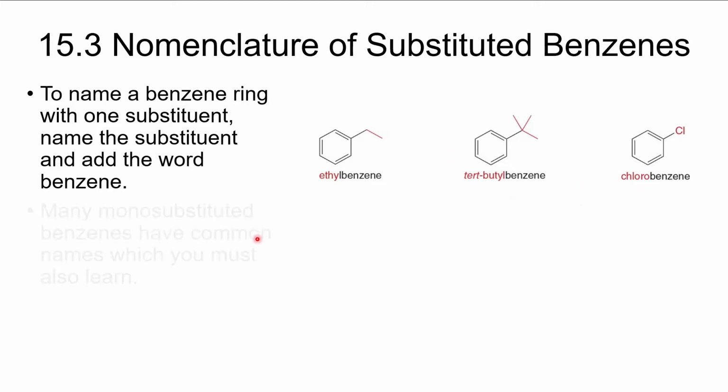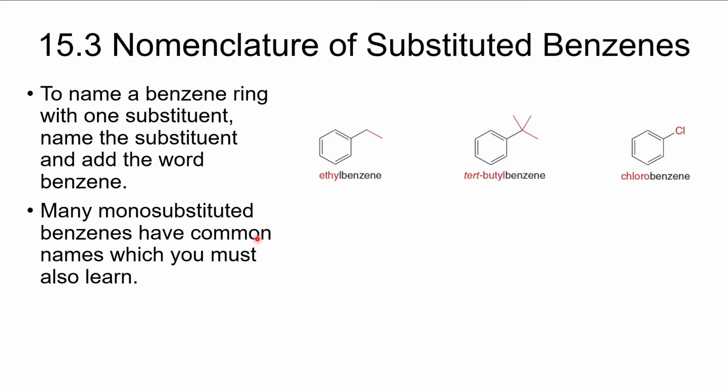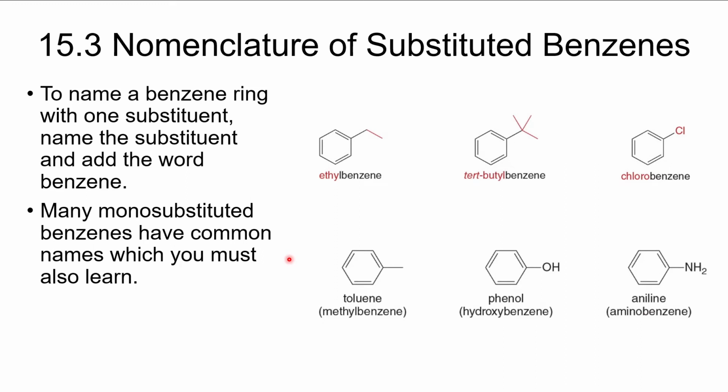There are a few names that have common names associated with them, and in fact they're so common that they've become part of the IUPAC nomenclature system. And so these are monosubstituted benzenes that have their own special name. This one is called toluene, methylbenzene. Toluene is used as a solvent, an alternative to using benzene. It's got some of the good properties that benzene has, but it's not nearly as carcinogenic, so it's desirable that way. Hydroxybenzene, we refer to that as phenol.